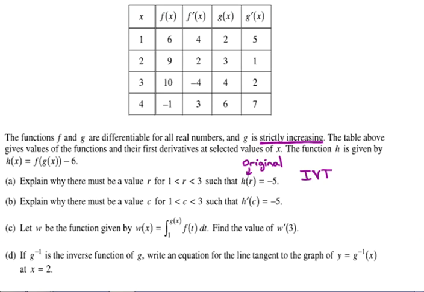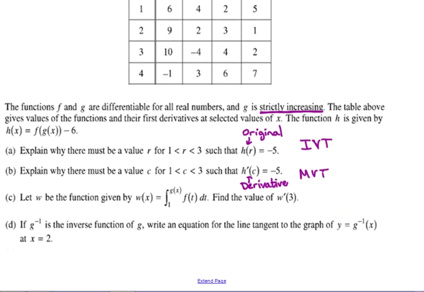Part B talks about the derivative, so that's going to be MVT, the mean value theorem. Okay, so original function, intermediate value theorem. Derivative, mean value theorem. So remember, with the intermediate value theorem, we need to show that on that interval, on one side of the interval, we're below the value in question. On one side of the interval, we are above the value in question.